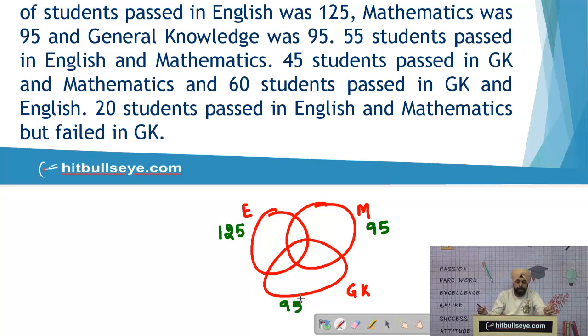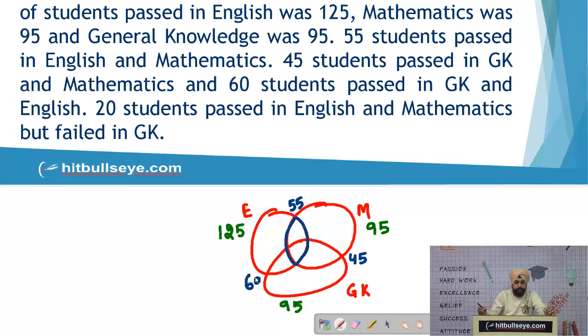55 students passed in English and Maths both. Now students, here some of you make an error to write this data over here. But mind it, 55 is that portion which is common between English and Maths both. So 55 will be written here as this complete portion is common between these two sections, right? Similarly, 45 in GK and Maths. So 45 will come here. And 60 in GK and English. So 60 will again come outside here.